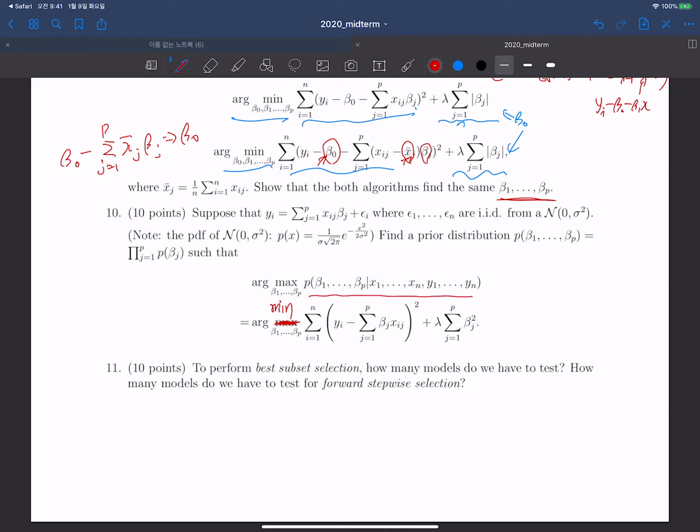So this posterior probability is equal to, from the Bayes rule, the probability of x1 through xn, y1 through yn, given beta 1 through beta p, times the probability of beta, divided by the probability of x1 through xn, y1 through yn. Right? Okay. And this is argmax.